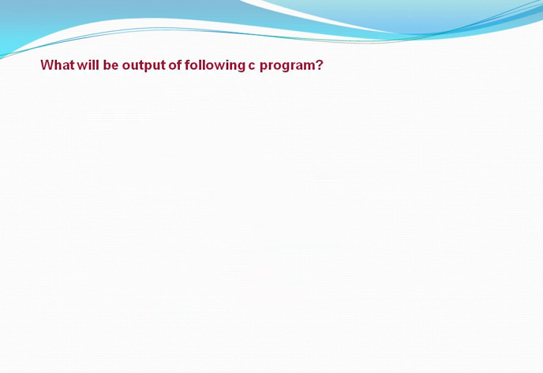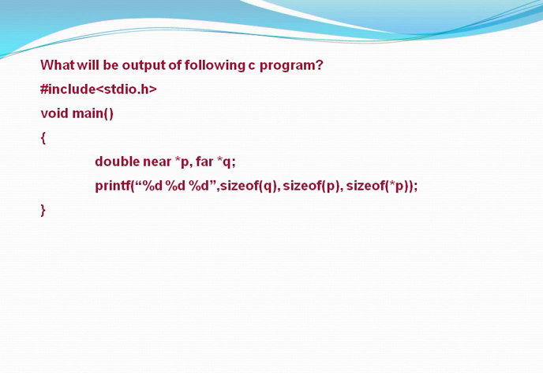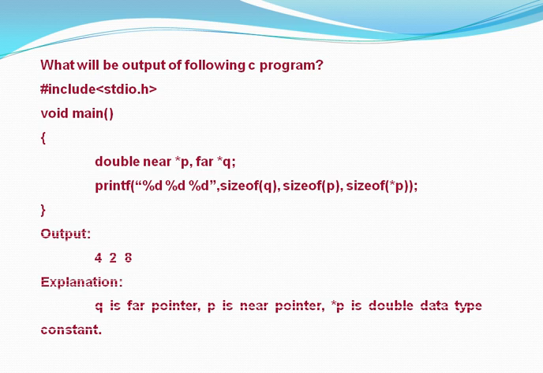So what will be the output of this C program? Suppose you are taking one double near star P, comma far star Q. Now we are printing the size of Q, size of P, size of star P. So 4 is the size of Q, 2 is the size of P, and 8 is the size of star P. Here Q is a far pointer, P is a near pointer, and star P is a double data type.